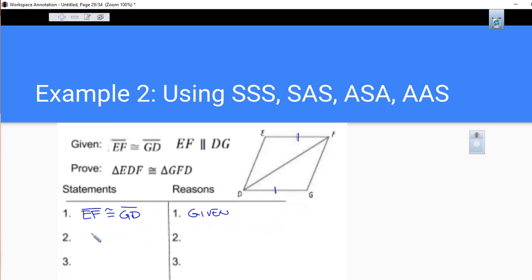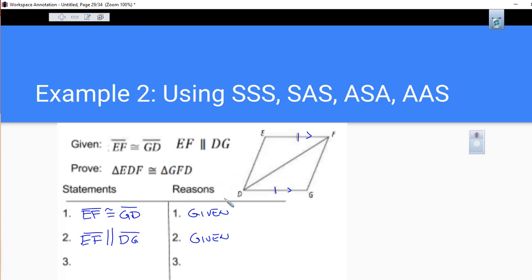Now the next thing they gave us is that EF is parallel to DG. These 2 sides are parallel, so I'm going to put a little arrow here to show that these are parallel, which was also given to us. And now what do we know because our lines are parallel? Well, 9 times out of 10 in these proofs, when we have parallel lines, we're going to be using this exact reason.